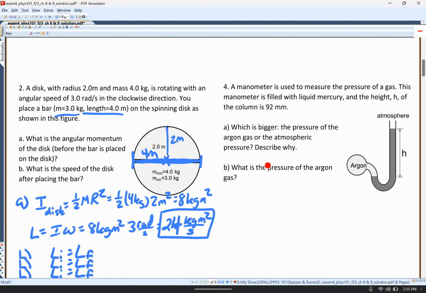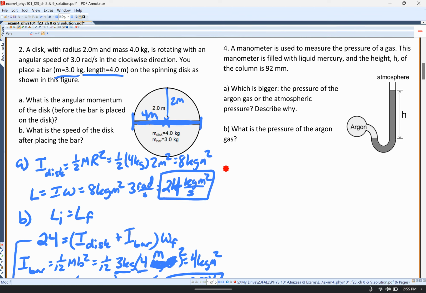A manometer is used to measure the pressure of a gas. This manometer is filled with liquid mercury, and the height of that column is 92 millimeters. First of all, I'll just ask, where's the pressure bigger? Is the pressure bigger in the argon gas, or is it bigger in the atmospheric pressure? Well, because this level of the argon is lower, then the argon gas is at a higher pressure. So the answer here is that the argon has a higher pressure.